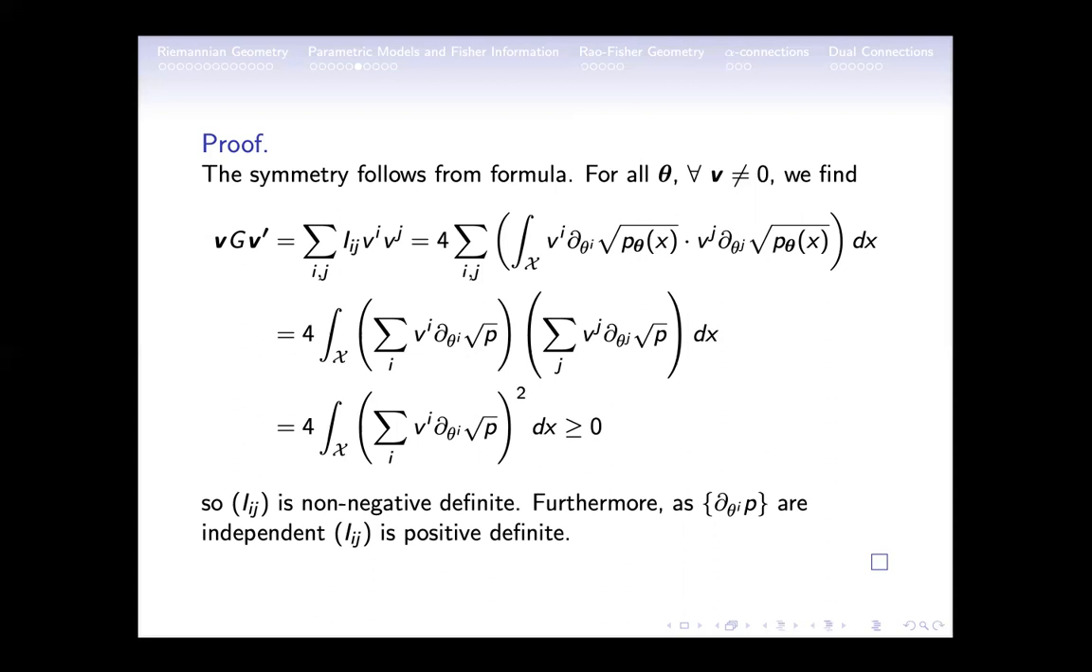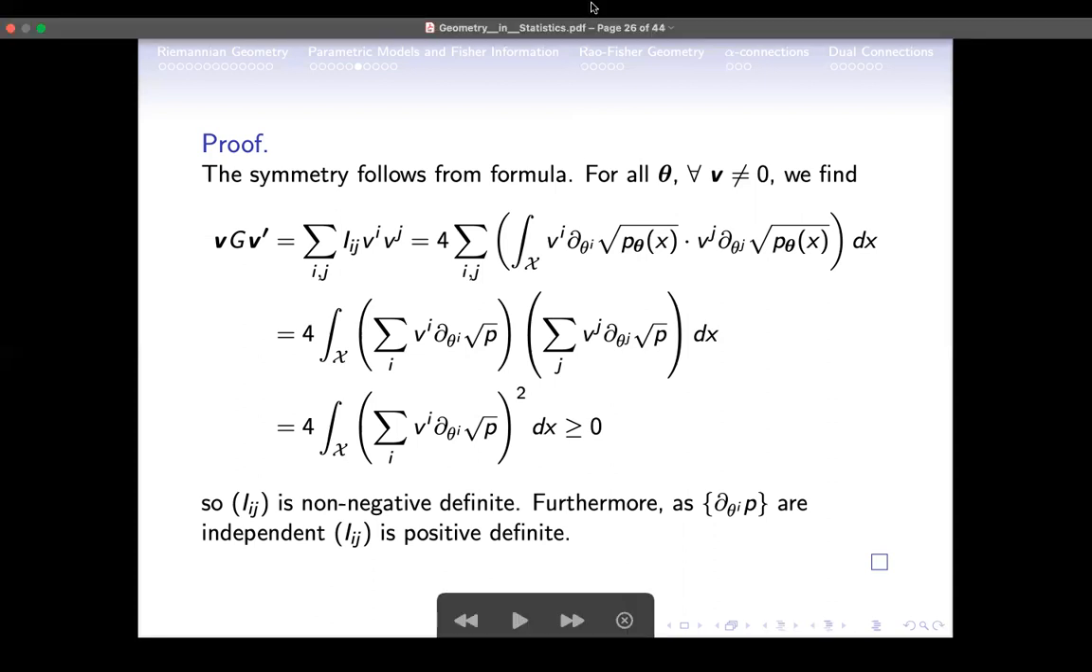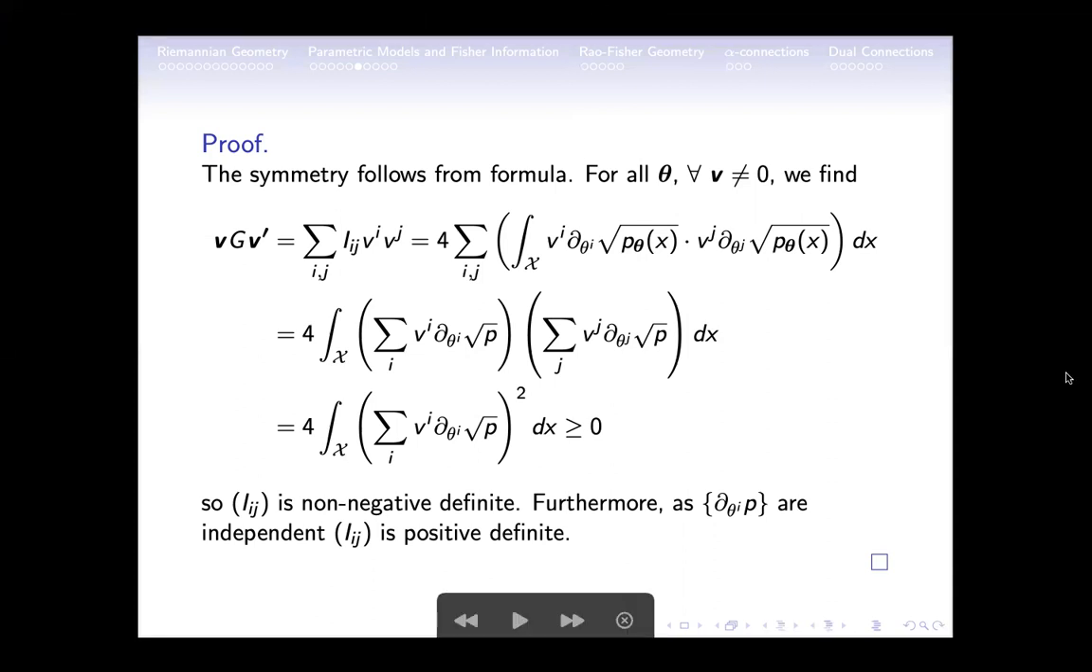These are the assumptions. We can redistribute and take the integral out and the summation inside, and then this will be just a square, greater than or equal to 0. It will be equal to 0 if and only if the summation of b_i partial theta i of the square root of p is equal to 0. Because of the independence of the partial theta i p, that can happen if and only if all the vector components v_i are 0. So this is strictly greater than 0 if v is not 0. So this is positive definite, and the Fisher information matrix is symmetric positive definite.